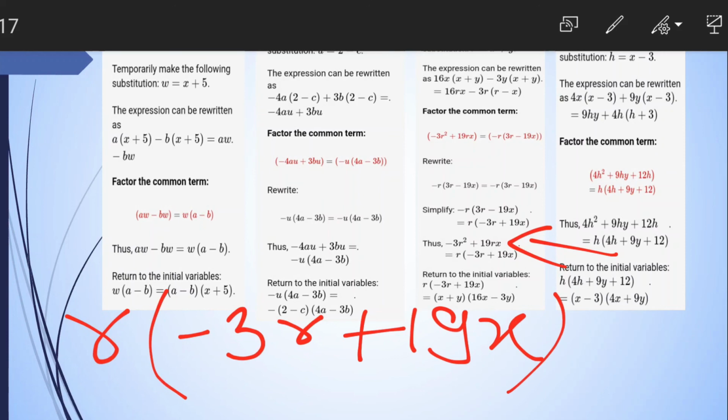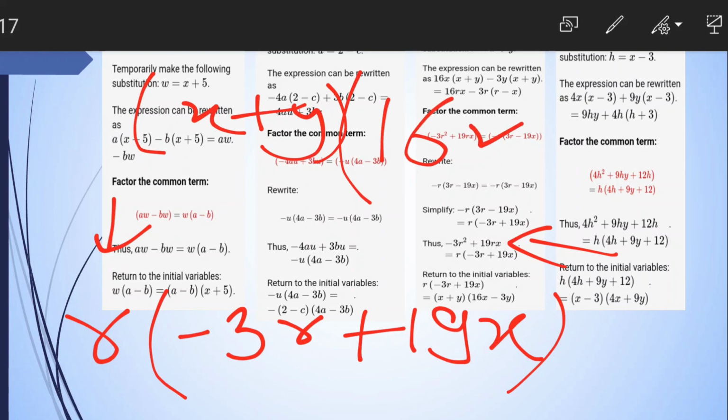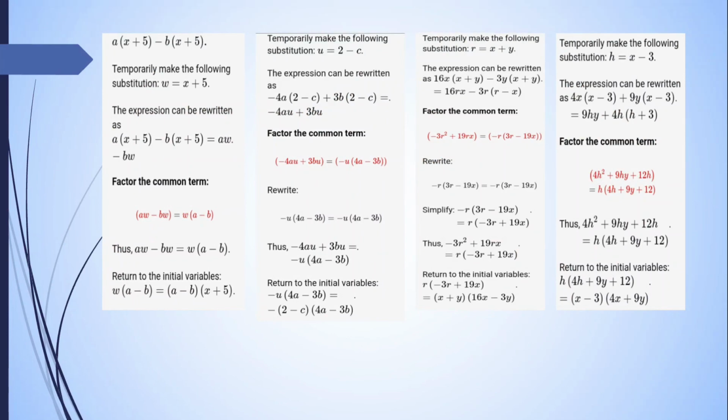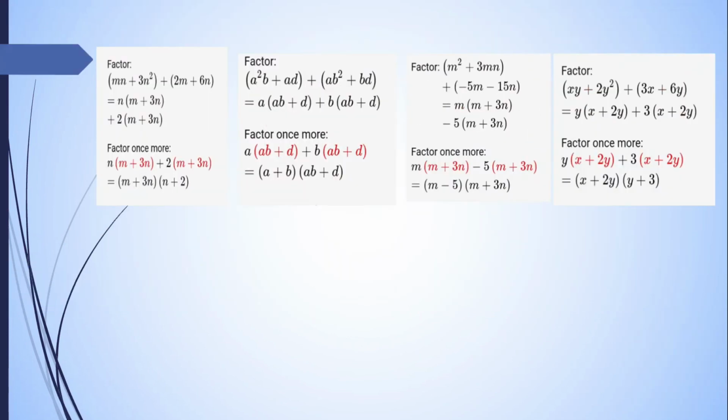Now we have to write the value of r in the bracket. Now r equals to x plus y. Now we can write 16x minus 3y, because when we solve this we will get 16x minus 3y. Now in this manner you have to solve the next two questions, that is 14 and 15.